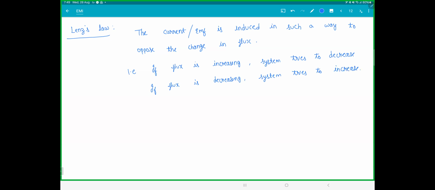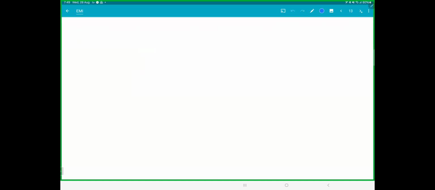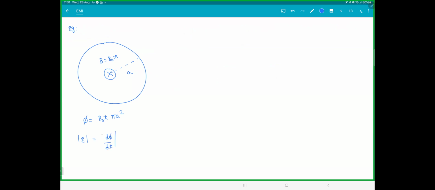Let's take an example that you will understand better. Listen carefully. Let's say we have a coil here. Let the magnetic field be B equals B naught times t, where t is time. Let the coil's radius be a. Now, what is the flux? Flux is equal to B naught t times the area, pi a squared. What is the EMF? I'll just take the magnitude, d phi by dt, not including the minus sign. This will be B naught times pi a squared. There, I got the EMF.